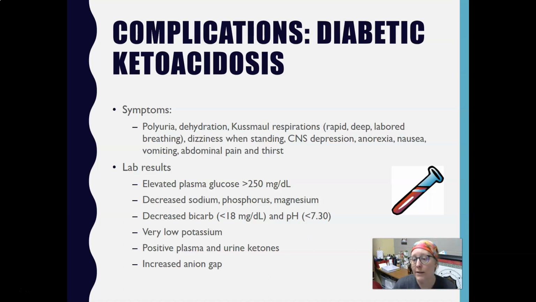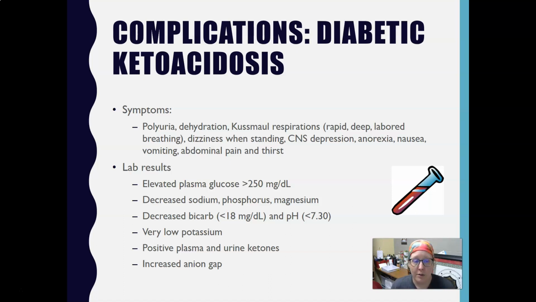The symptoms of diabetic ketoacidosis are polyuria, dehydration, and Kussmaul respirations, which are rapid, deep, labored breathing. And why is that? It's because the body is acidic and it's trying to get rid of all the acid as CO2. So you can have labored breathing like they've been exercising, except they have not been exercising. They will have dizziness when standing, central nervous system depression, so they can go into a coma. Anorexia, they don't want to eat, nausea, vomiting, abdominal pain, and thirst. All of that comes together.